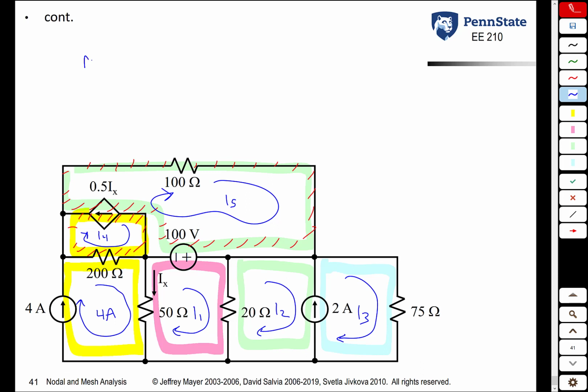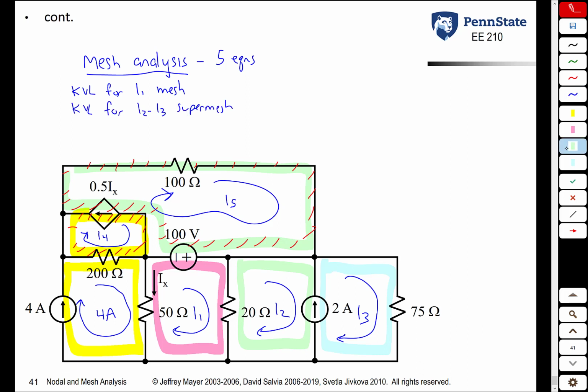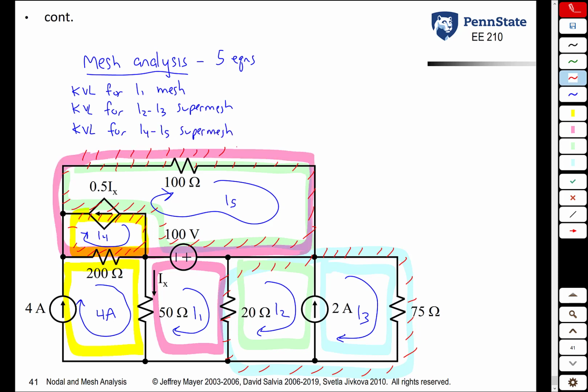So for mesh analysis, we're going to have 5 equations. And what are the equations? You have a KVL equation for the I1 mesh. You're going to have a KVL equation for the I2, I3 supermesh. That's this supermesh there. You're going to have a KVL equation for the I4, I5 supermesh. So we have 2 different supermeshes in this problem. So KVL for the I4, I5 supermesh. So this will be pink with the red tick marks.